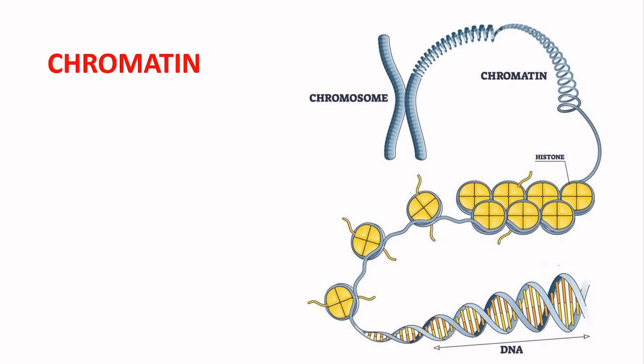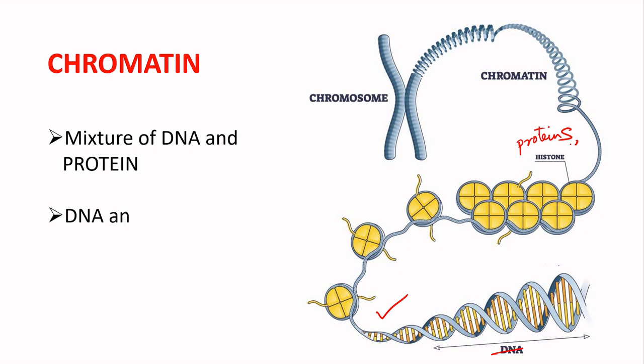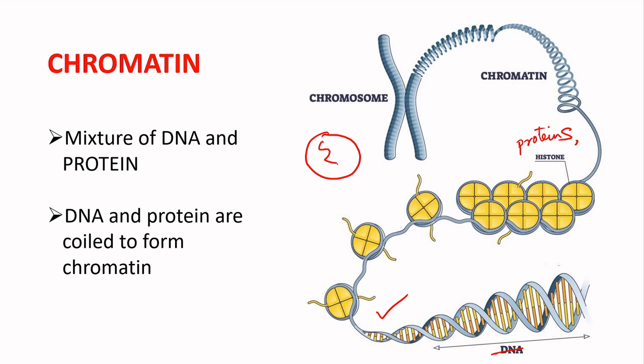Next comes chromatin. Now you see this part, DNA is there. It is coiled around something. What are these? These are the proteins. So always remember, chromatin, the thread-like structure we see inside the nucleus, is nothing but a mixture of DNA and protein. DNA is coiled and supercoiled around the protein to form chromatin, a thread-like structure. Hence we say that chromatin carries our genetic information, or chromatin carries the DNA.